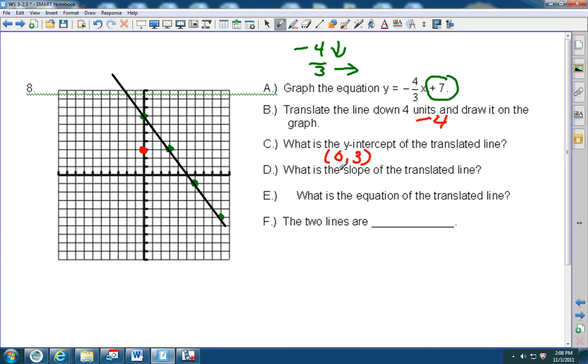Now the slope is the same, -4 over 3. So you're going to go down 1, 2, 3, 4, and over 1, 2, 3, and repeat. Now I'm going to draw my line here. My equation, y equals -4/3 x plus 3. The lines are parallel.